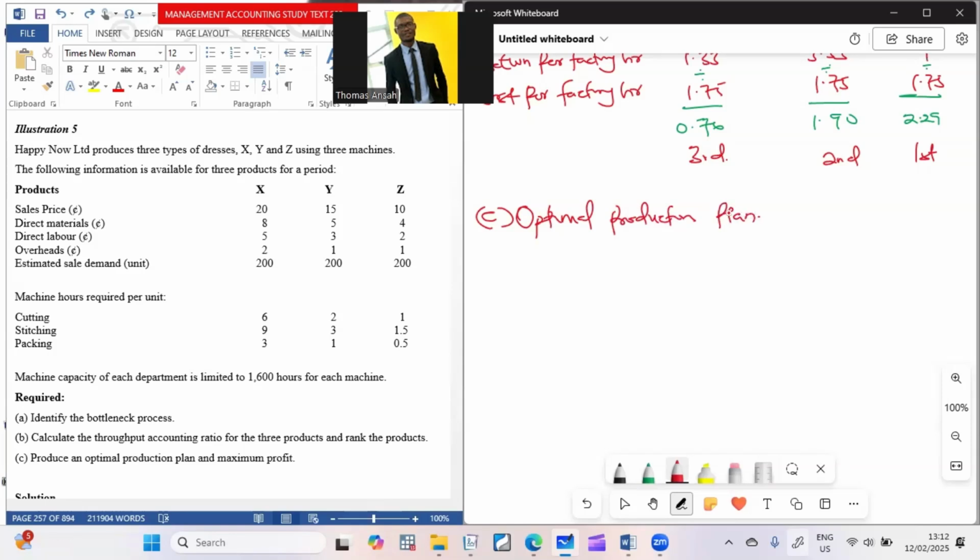The optimal production plan, you remember how we did it in the first example? In the first example, what we tried to do is to look at the unit. The department was just one. And so this is how we are going to go about it. We are going to allocate 1,600 to each of the units like the way we did. So we had products, right?